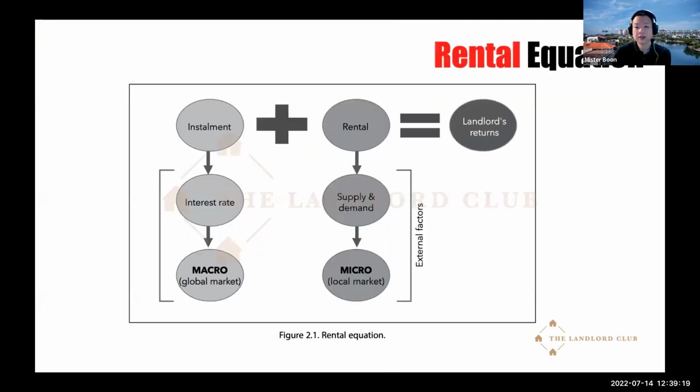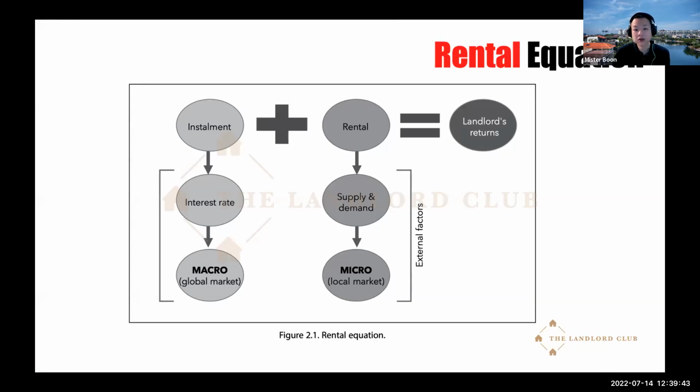Okay. So first up is the rental equation. This is something that I actually came up with. What you can see, the main thing about landlord returns, is that your installment plus your rental will equal the landlord returns. Take for example, your installment is about $5,000, and your rental is coming in at about $4,000. So you're actually getting a negative return, so to speak.